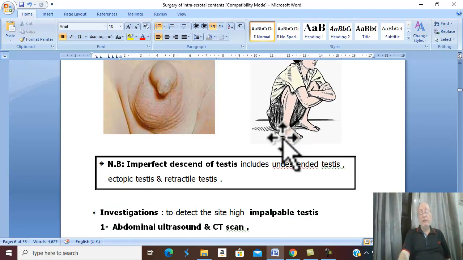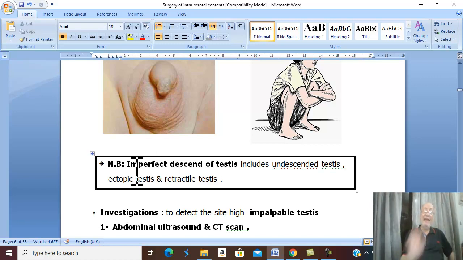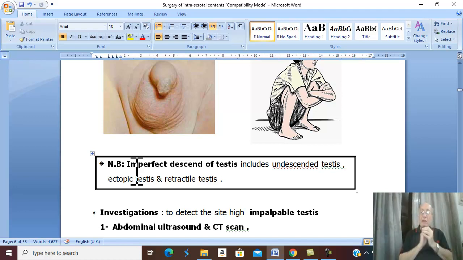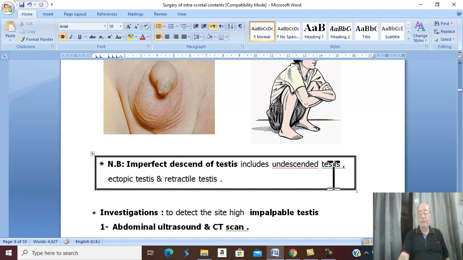There is a term called imperfect descent of the testis. Imperfect descent of the testis includes the three main causes of absent testis in the scrotum, which are undescended, ectopic, and retractile testis. All these three cases are called imperfect descent of the testis.